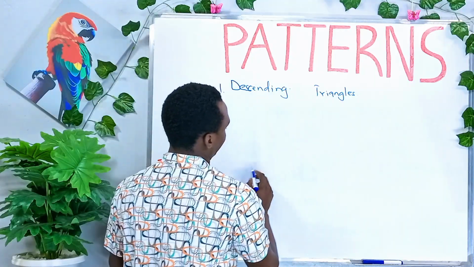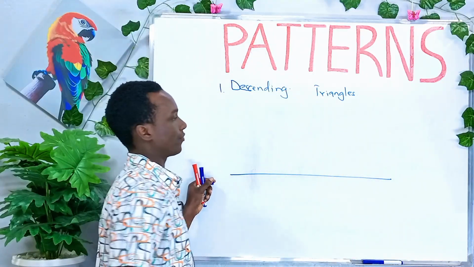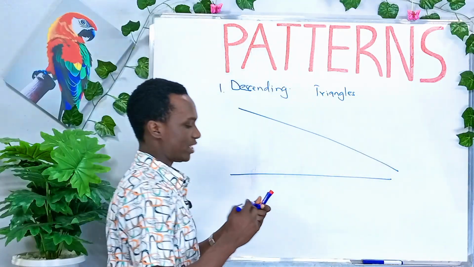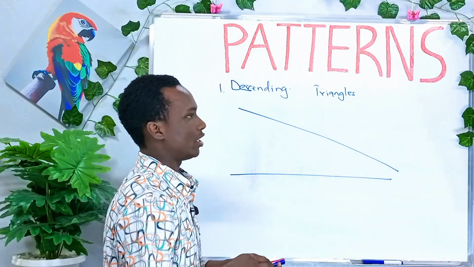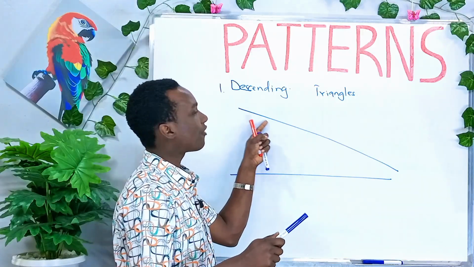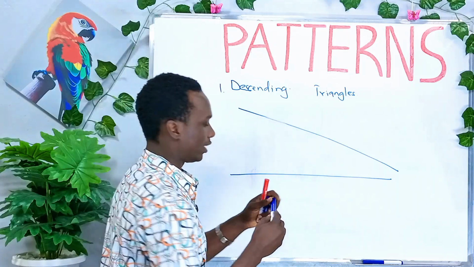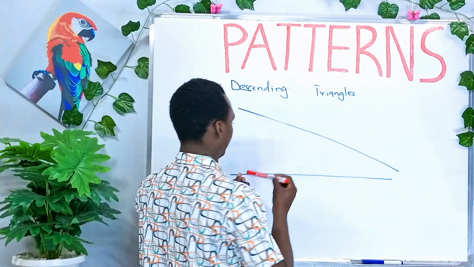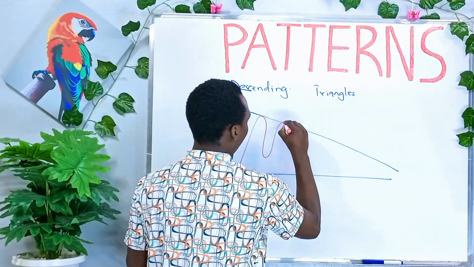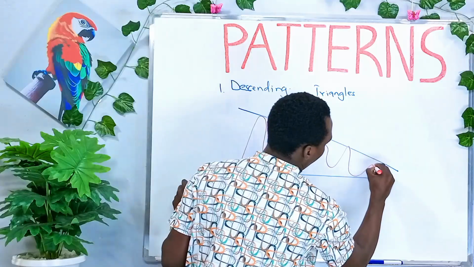So what happens here is that you have a support area and there is a slope that is coming like that. So in descending triangles, there is a string of lower highs that will be happening around this place. Okay, it will be forming on the upper line. So if this was our price chart, we'll have something like this.